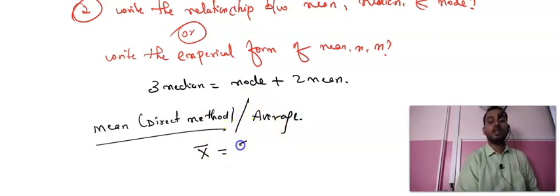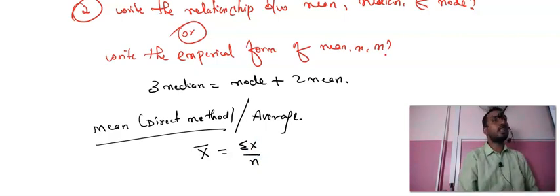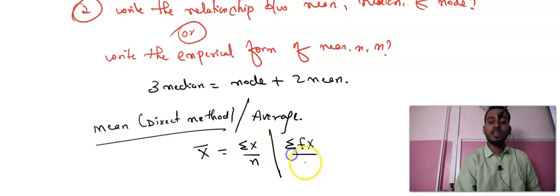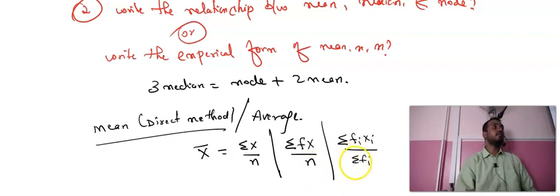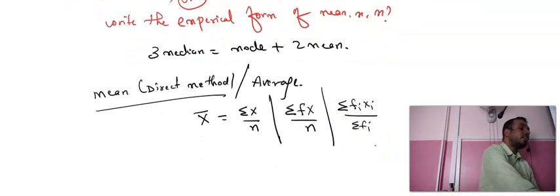So what is the formula we have? Sigma x by n, if they give you only x, no f, only scores. In case they give you frequency also, scores and frequency, then sigma fx by n. But in your book they have given it like this: sigma fi xi by sigma fi. Sigma fi is nothing but n only. Both are one and the same. Got it? You have to use this formula to find the mean.